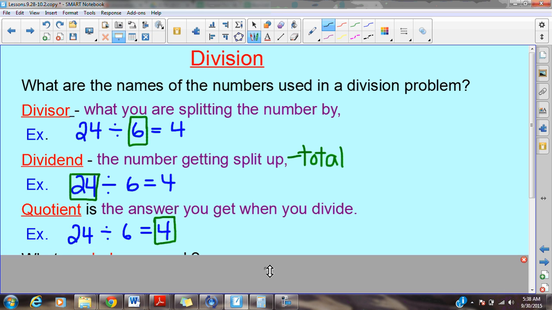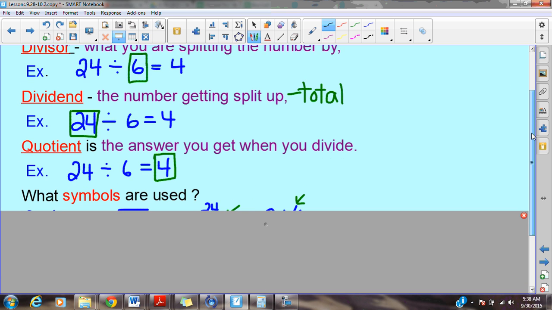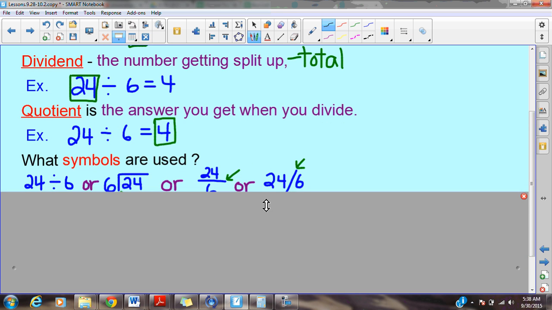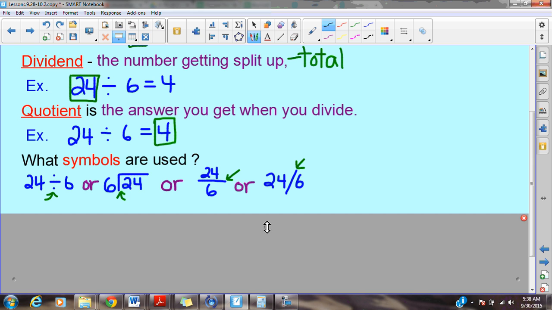So let's look. What are the symbols used? Division sometimes uses different symbols. So let's look at all the different symbols that are used for division. We have this one that we've been using in class so far. But sometimes division problems are written this way, with a house, I call it a house, or a bar. And so 24 divided by 6 is still how you would read the problem. And the answer would go on top. So if I were to write the answer to this problem, instead of it going alongside, you would write it right on top, just like that.